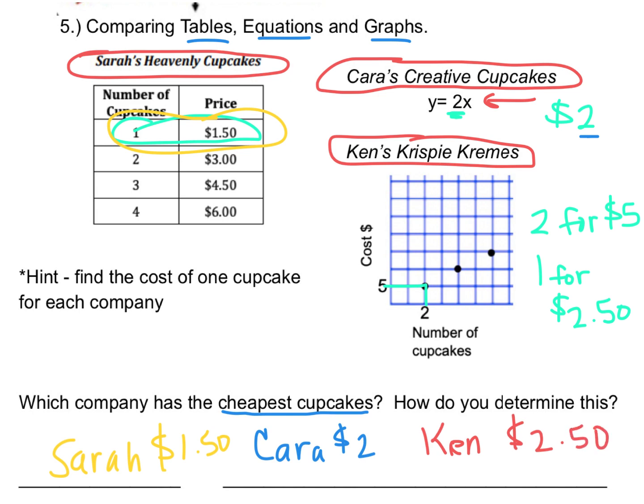Okay, so you can get the same information whether it's a table, an equation, or a graph. It's all the same information. Okay, so to answer, so how do you determine it? You look for, I'd like to find the price for 1 cupcake, and that helped me see it very clearly.